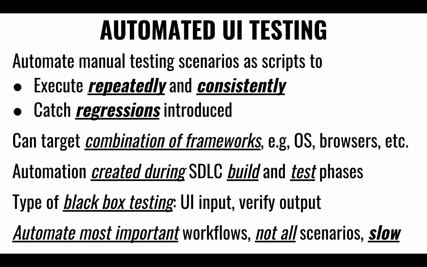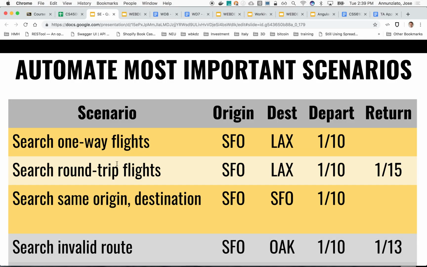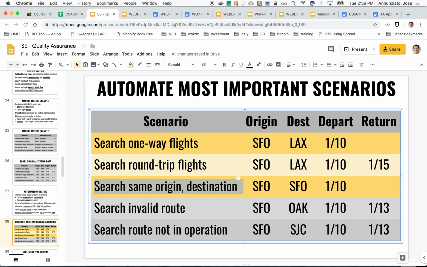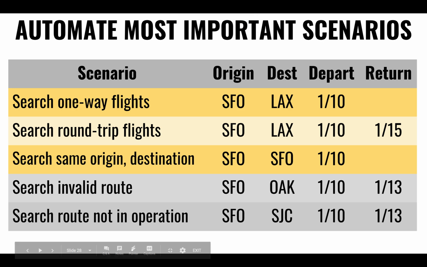So they tend to be fairly slow, and so we tend to only automate some of the more important workflows, right? The ones that are critical, that most of our users are going to be using, where most of the traffic goes through, and that we want to make certain that those are valid, right? So they might be slow. So out of all the manual tests that we might have identified, we might only focus on a subset and say only this subset of all the scenarios we're going to automate, right?